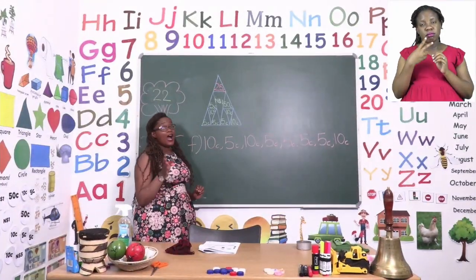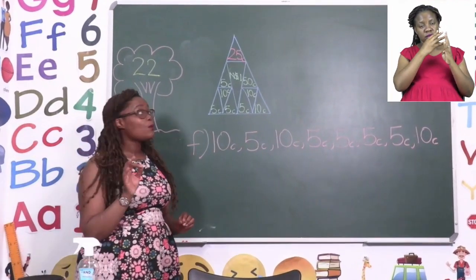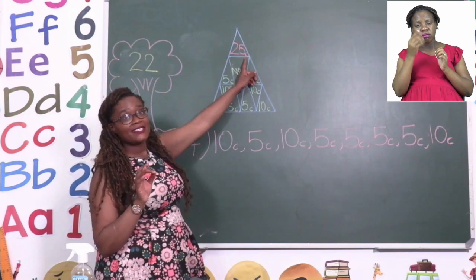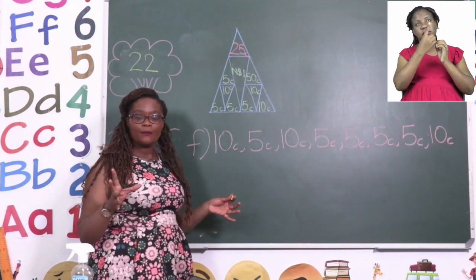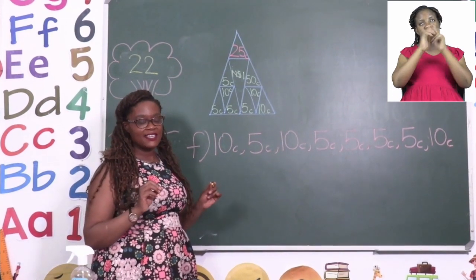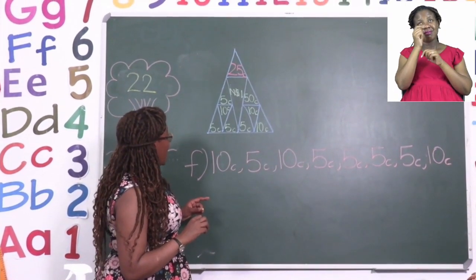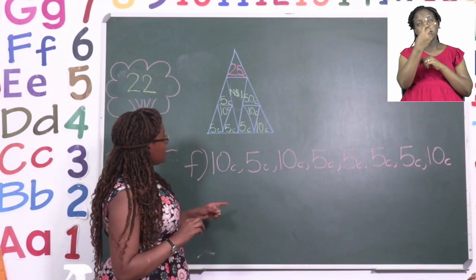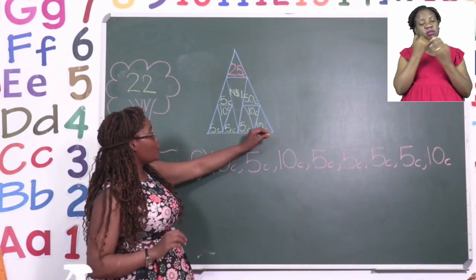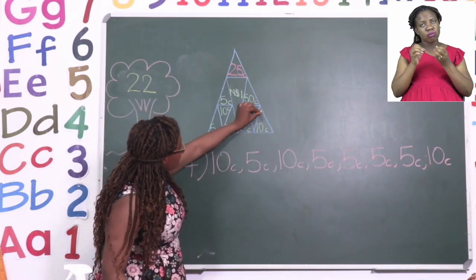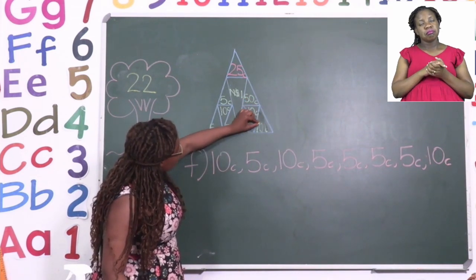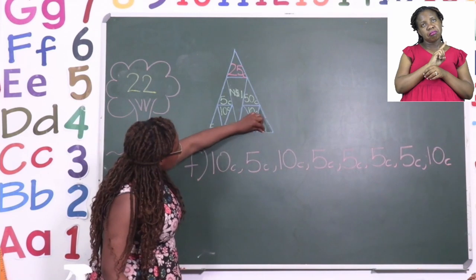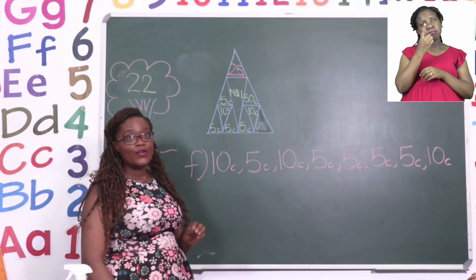Now on the board, I have one of the triangles, the one that adds up to 25 cents. We need to color only the ones that will help us add to 25 cents. So the first one that I want to add is 10 cents. So we're going to go ahead and color the 10 cents. Very good. So we have 10 cents, we need to add more.